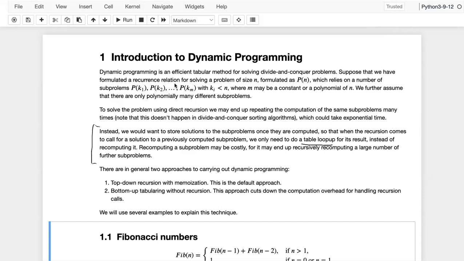Recomputing a subproblem may be costly because you may have a lot of function calls or recursion calls of that subproblem. Okay, so which may end up actually exponentially many computations of the same problem.